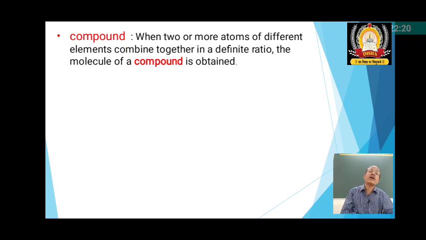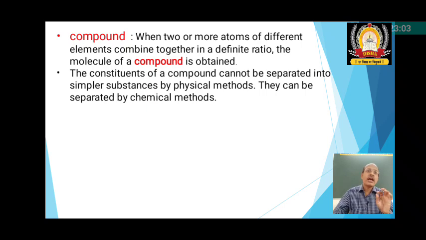That is the main difference between the compound and the mixture, because in case of mixture there is no definite ratio, but in compounds, whenever the two atoms combine, they combine chemically, not physically. So here they combine chemically with a definite ratio, and that product we call a compound. So what is actually a compound? When two or more atoms of different elements combine together chemically in a definite ratio, a compound is formed, and the smallest particle of a compound is called a molecule.